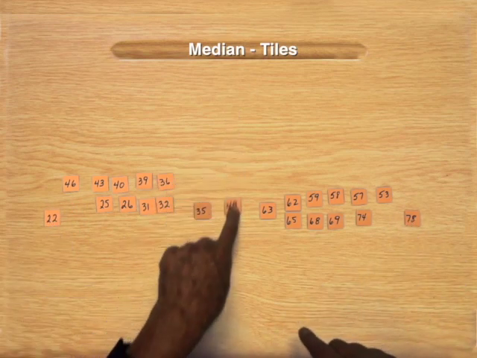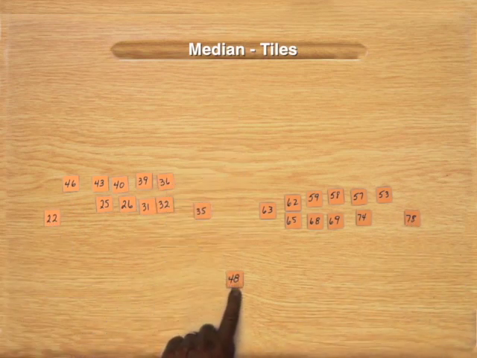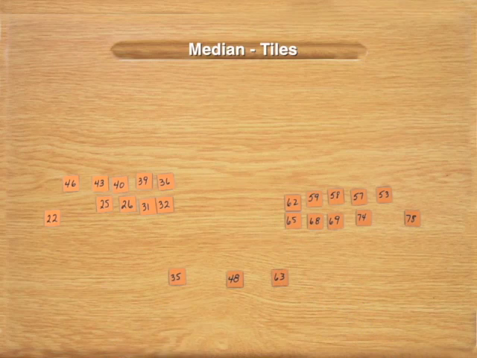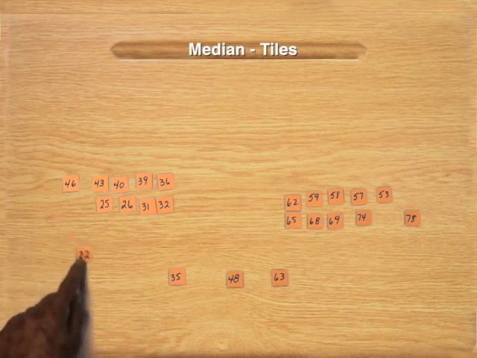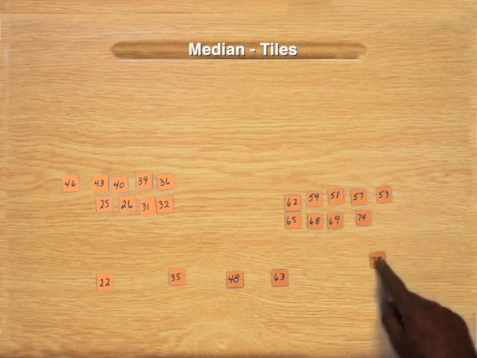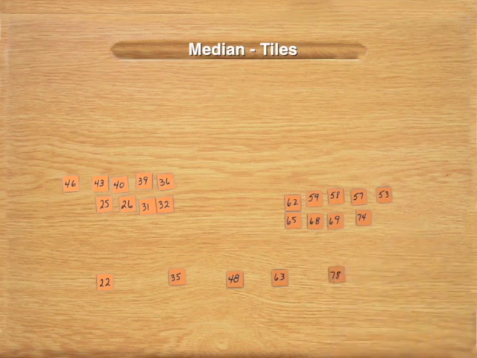So it comes down to this: 48 is our middle number. 35 is the number in the middle of the low group. 63 is the middle number of the high group. 22 is the lowest number of all of the numbers, and 78 is the highest number of all of the numbers. And these 5 numbers give us an idea of what the data will look like.